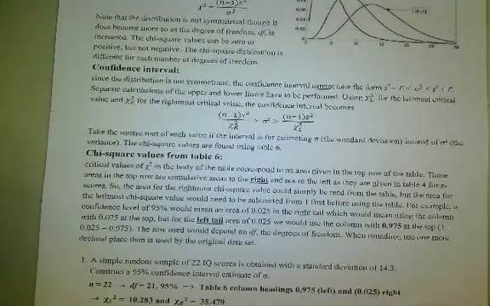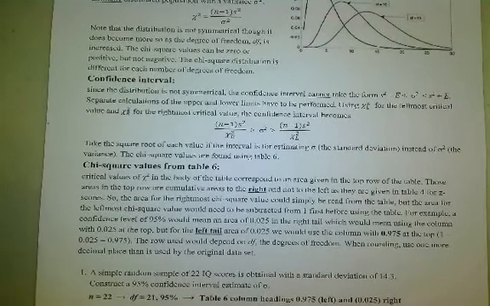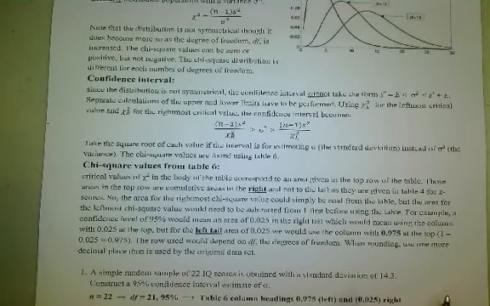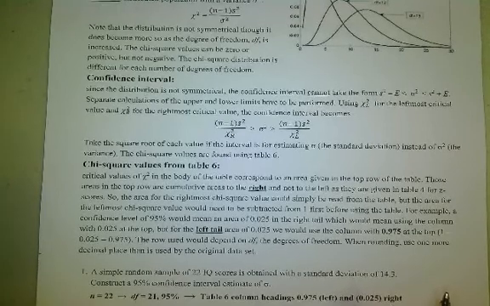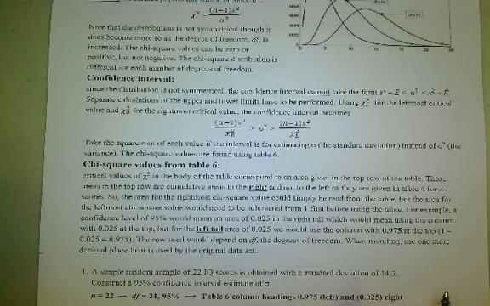So the critical values, the chi-squared in the body of the table, correspond to an area given in the top row of the table. Those areas in the top row are cumulative areas to the right. So please note how this is opposite of the z-score stuff, which was always to the left. These are cumulative areas to the right and not to the left as they were in table 4 for z-scores. So the area for the rightmost chi-square value could simply be read from the table, but the area for the leftmost chi-square value would need to be subtracted from 1 first before using the table.